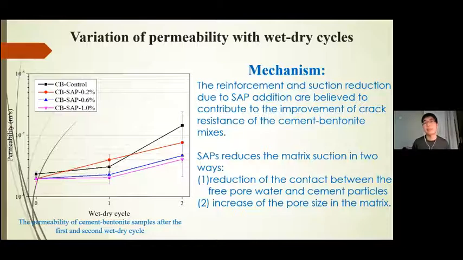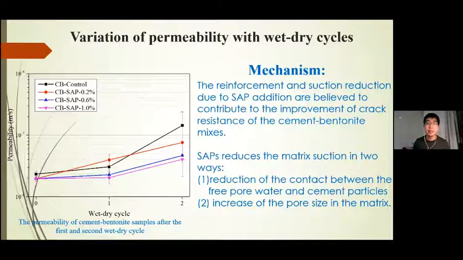So why can the addition of SAP help the soil cement system to develop a self-immune ability? We propose the mechanism is basically twofold. The reinforcement and the suction reduction due to SAP addition are believed to contribute to the improvement of crack resistance of the cement bentonite mixes.